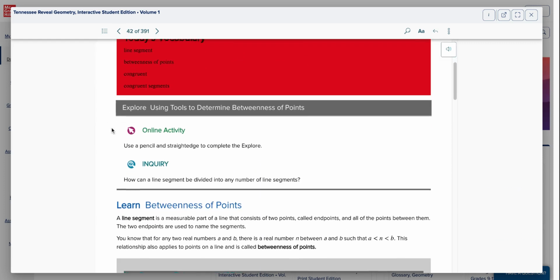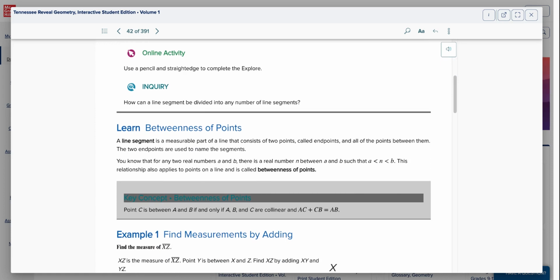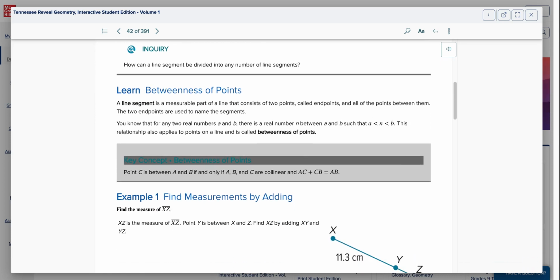All right, looks like it starts off with an online activity, which, if your teacher wants you to do that, do it. But I'm going to start right here where it says learn the betweenness of points and what a line segment is. Basically, it's part of a line that has a measure to it. So we learned last time that a line extends indefinitely in two directions, but a line segment actually has 2 points. Those are your endpoints on each side, and you're looking at how long it is, what's the measure of it, what's the distance from one point to the next point.